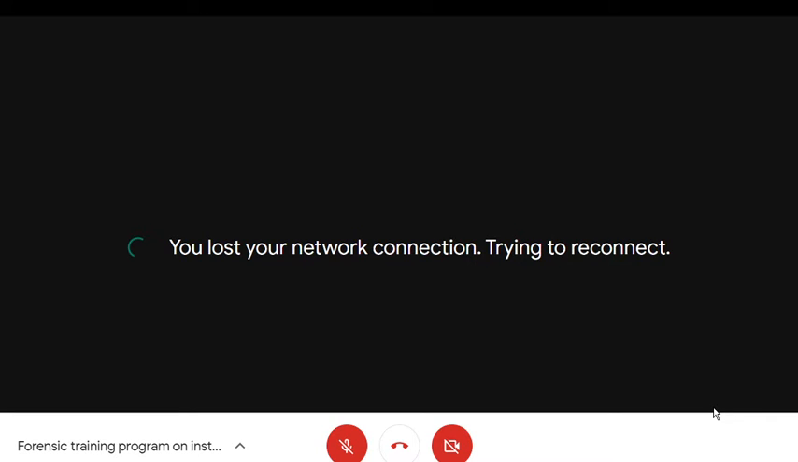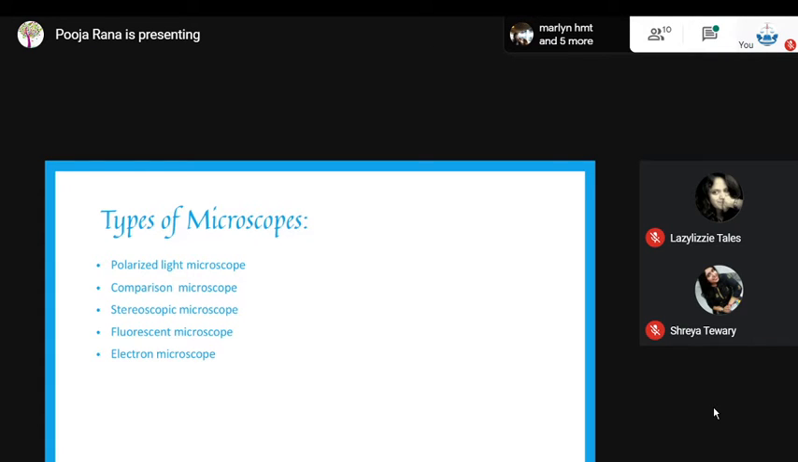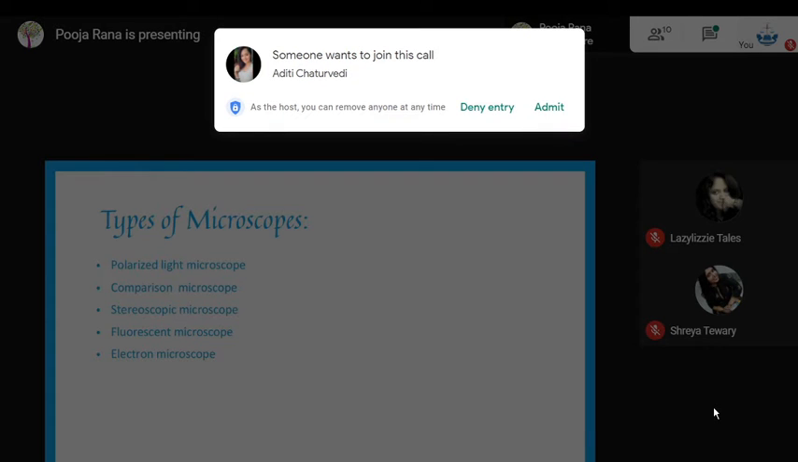microscope. And out of it, we would be discussing the top four microscopes, that is polarized light, comparison, stereoscopic, and fluorescent microscopes. All right. So now we begin with the polarized light microscope.